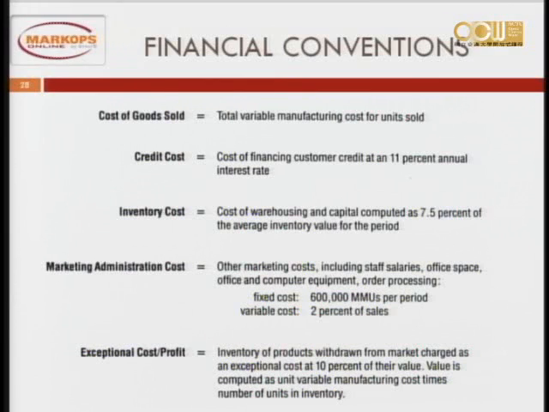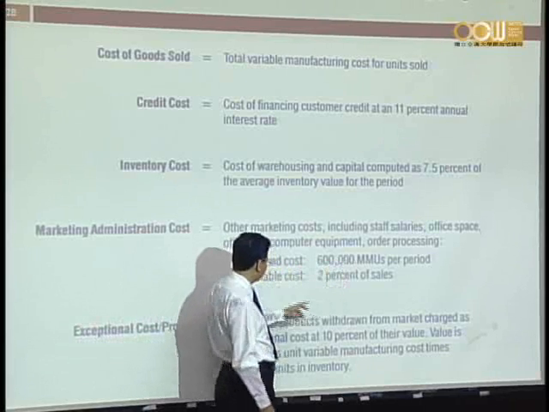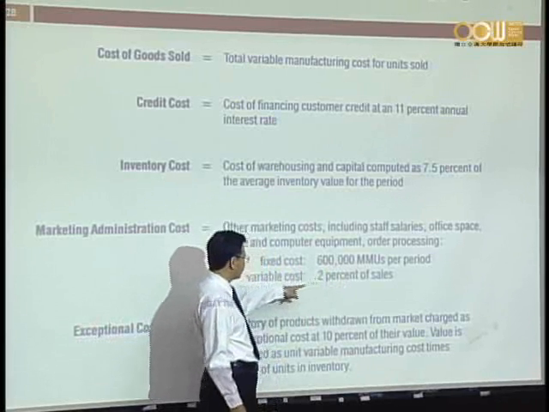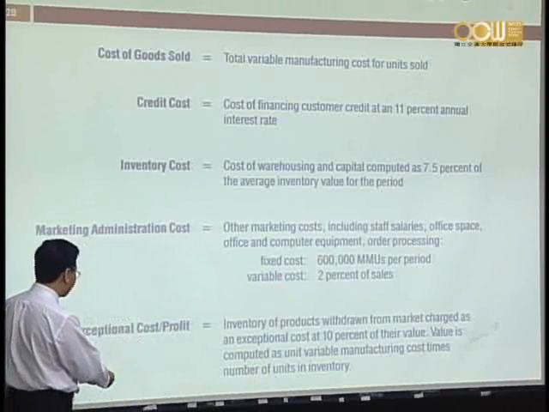Credit cost is about 11%, quite high, but that's how the computer set it up. Inventory cost is 7.5%. Administration cost is somewhat fixed, about 600,000, and then about 2% of sales. You can see that. That's what they charge. And then there is inventory exceptional cost.